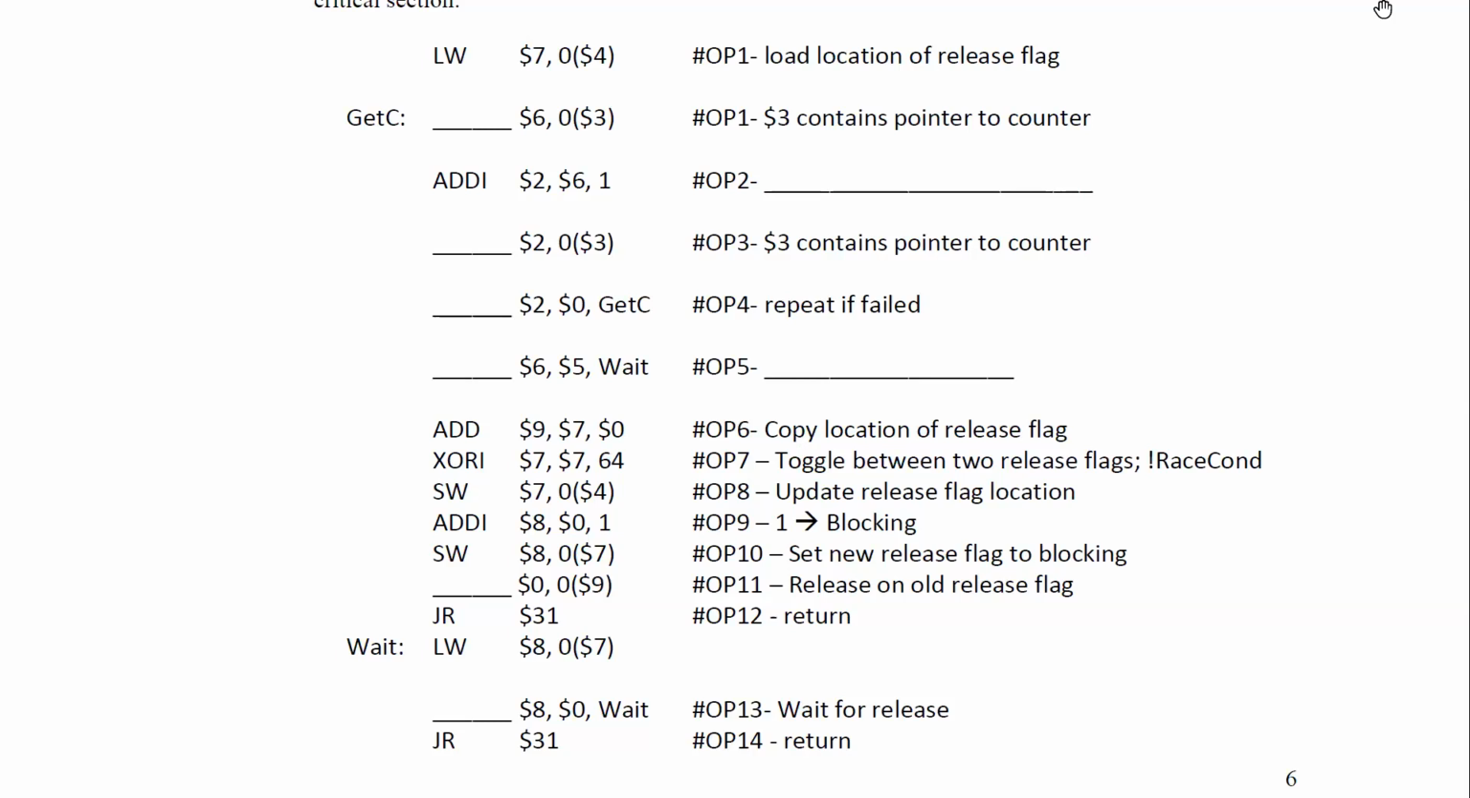Right? So we want to jump back and try again if we failed. So if we failed, which is when the code is 0, we'll do a BEQ. If in fact store conditional says that didn't actually happen, we're going to go back and try it again.